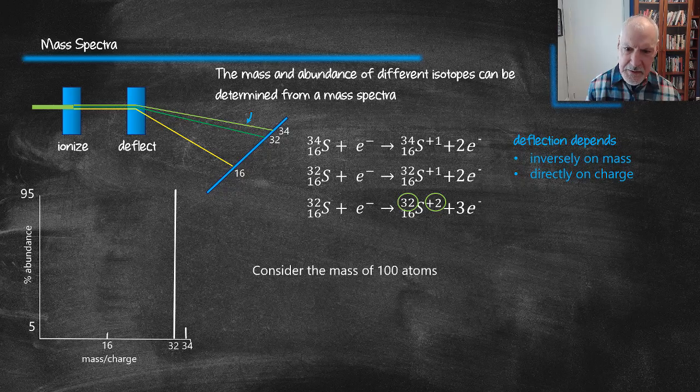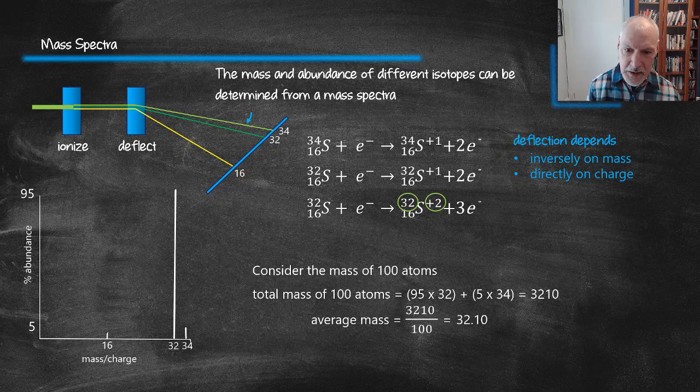First thing I'm going to do is consider 100 atoms of sulfur. Using the abundance that's available in the diagram, I can determine the total mass of the 100 atoms. 95 of them would weigh 32, and 5 of them would weigh 34, giving me 3,210. To get the average mass then of 1, I divide by 100. So 32.1 would represent what we call the relative atomic mass of sulfur.